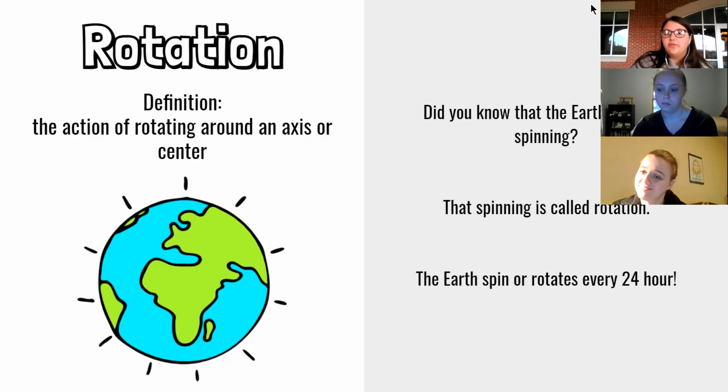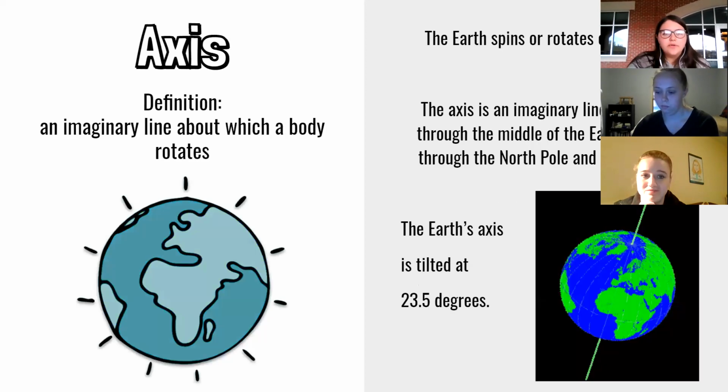So from the video, we found out that Earth is always spinning. It never stops. It always keeps going. And the spinning is called rotation, as we just talked about. And the Earth spins or rotates every 24 hours. So in one complete day, because there's 24 hours in a day, the Earth goes around and spins completely one time. All right. Now we're going to talk about an axis.